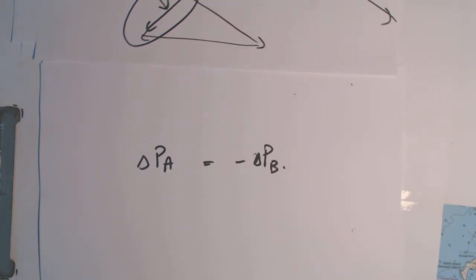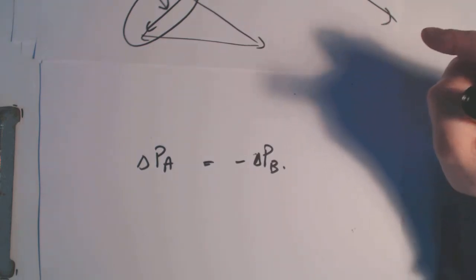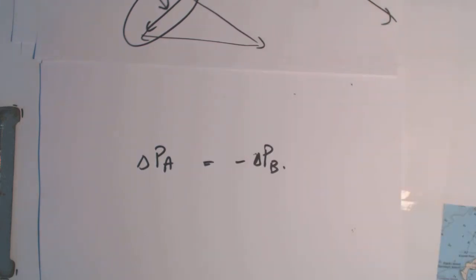That makes sense because we're saying the total momentum is going to stay the same. So if one gets 6 more in the positive direction, the other one must have 6 less in the negative direction for the total momentum not to change.